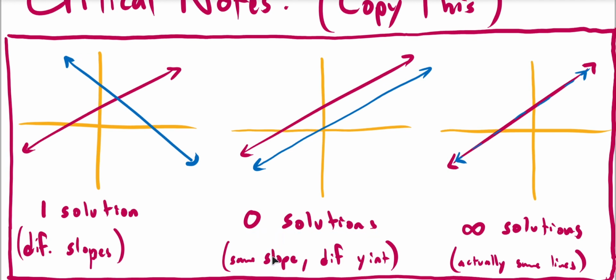If they have the same slope but different y-intercepts and they're not the same line, they never intersect and there's no solutions. Or if they are the same line, they have the same y-intercept and the same slope, well, then they always intersect, and any point that satisfies the blue line will satisfy the red line. There's actually an infinite number of solutions, just like there's an infinite number of points on the line.